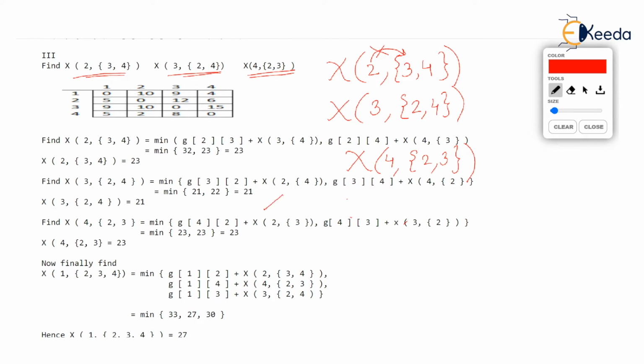First thing here, X 2 3 4. What do you mean by this? Start your travel from vertex 2, then go to 3 4 in any order, and then come back to 1. So watch, there are 2 possibilities, isn't it? You can go like this: 2 to 3, 3 to 4, 4 to 1. Or you can go like this: 2 to 4, 4 to 3, and 3 to 1.